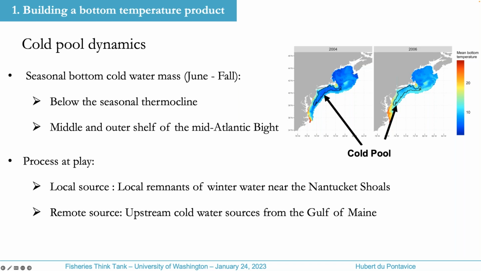There is no clear consensus regarding the origin of the cold pool, even though recent studies led by Xiaomin Chen and colleagues show that the cold pool may have both local and remote origins. So the local origin is in fact local remnants of winter water near the Nantucket shore, which becomes isolated from the surface due to the summer stratification in the water column. But the cold pool events also originate from a remote source due to upstream cold water sources traveling from the Gulf of Maine, so from the north, during the spring.